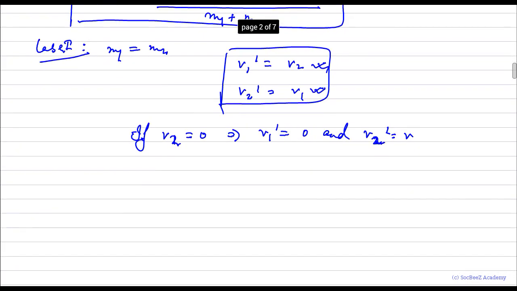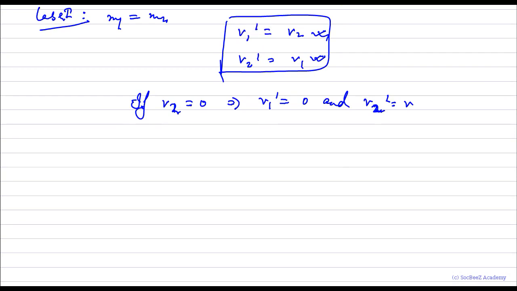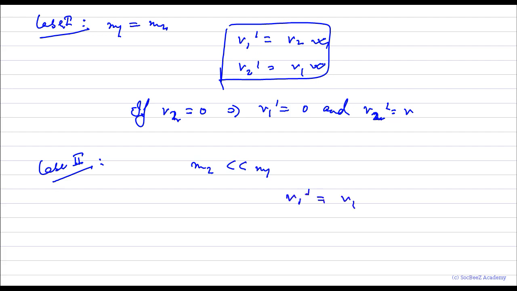Now let us move on to the next case, where the second body has a mass negligible as compared to that of the first. Mathematically, I'll write m2 is much less than m1. In this case, I'll get v1 dash as v1 and v2 dash as twice of v1.